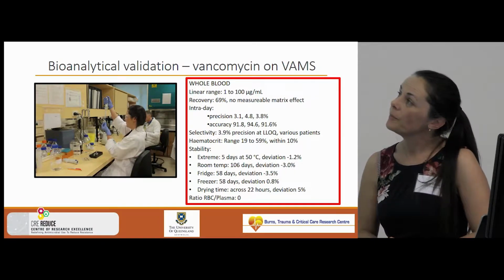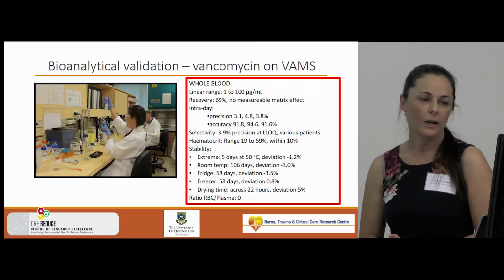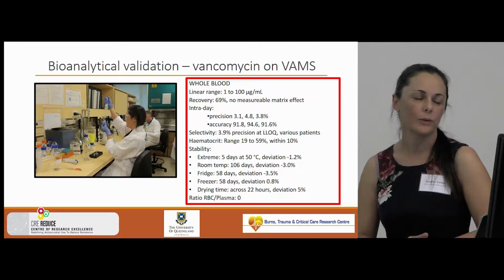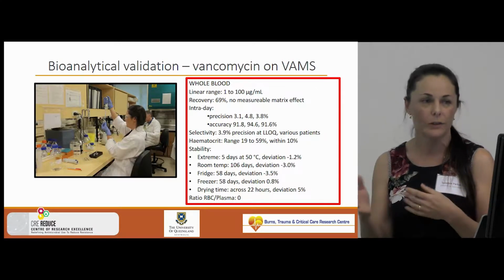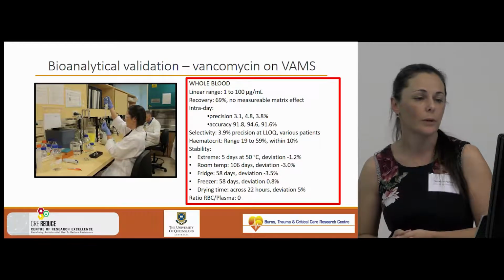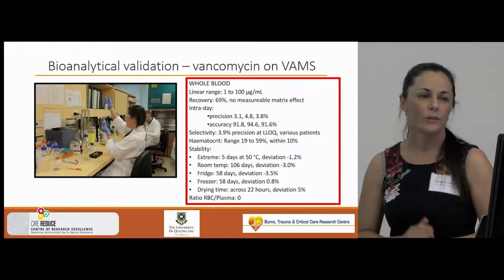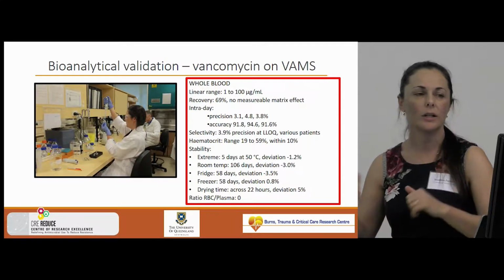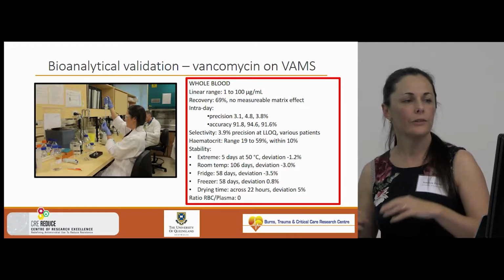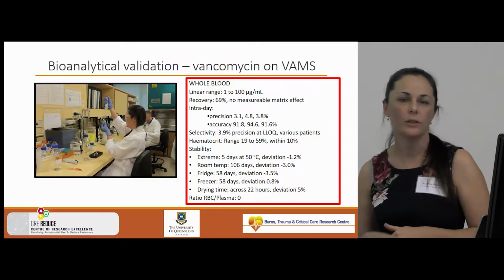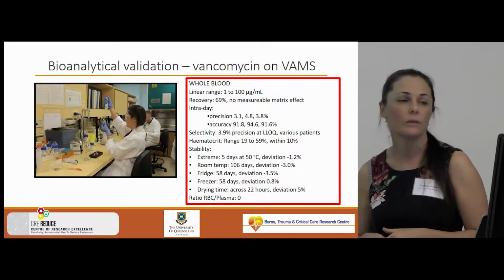So we ran through a validation here, and I'll run through the results quickly. We found we had a recovery of 69%. You don't need this to meet criteria; there's no acceptance criteria for recovery, it just needs to be reproducible. We didn't have a measurable matrix effect. Our intraday precision and accuracy was within 10%. We tested a variety of patients at the lower limit of quantification, and we had less than 4% precision. We tested a range of hematocrit from 19 to 59%, which should cover a good range of patients, and we found our results were within 10%.